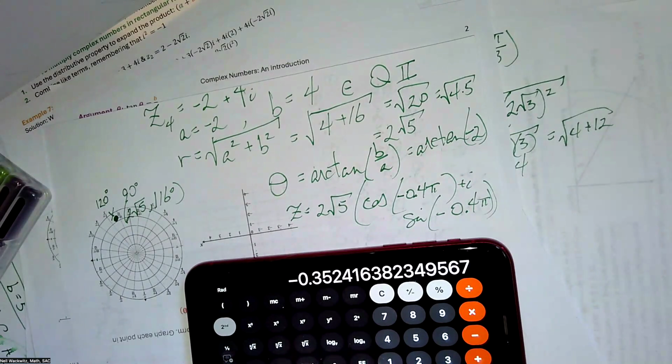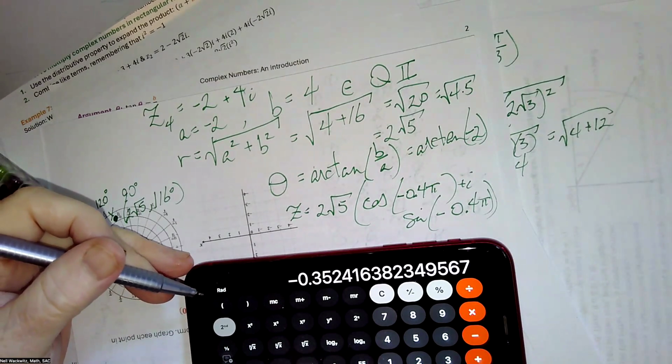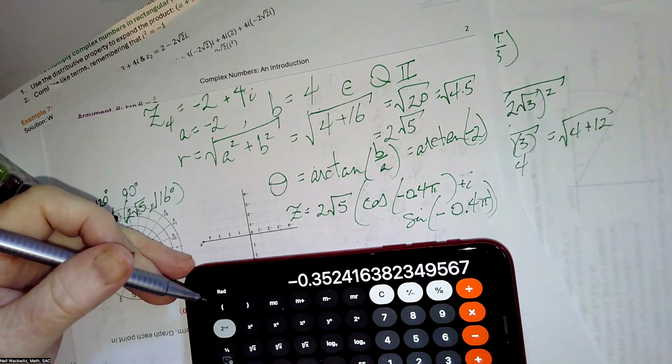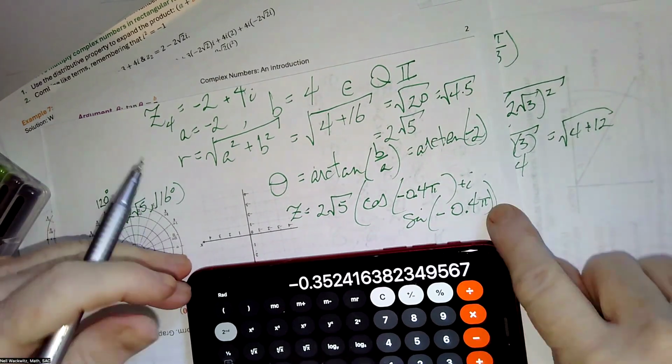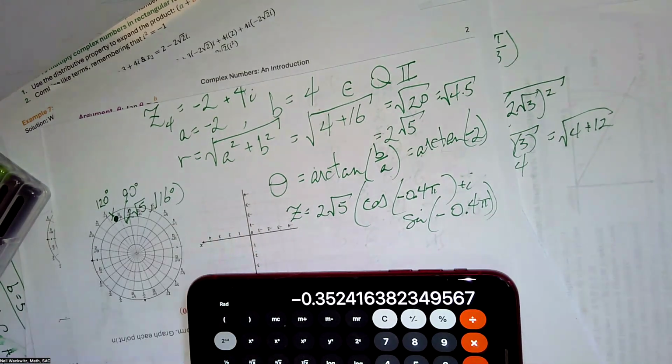Did you see how I did that? I made sure I was in radians. The value I got included pi, so I divided by pi so that I could write the angle as a multiple of pi.